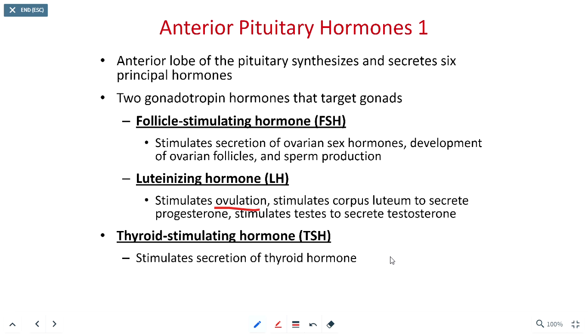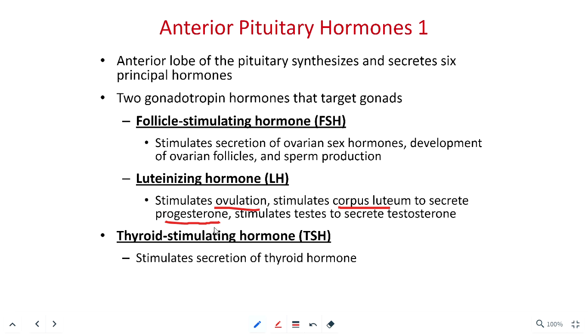In particular, the Graafian or mature follicle on the ovary will rupture, will burst, and release the secondary oocyte and then turn into the corpus luteum. And once it turns into the corpus luteum, that corpus luteum will then release progesterone, a hormone we'll talk about in more detail with the reproductive system.